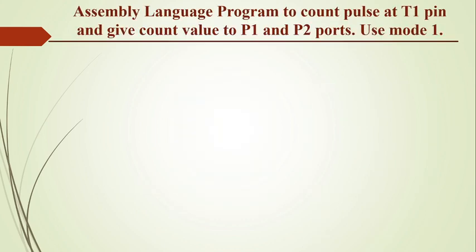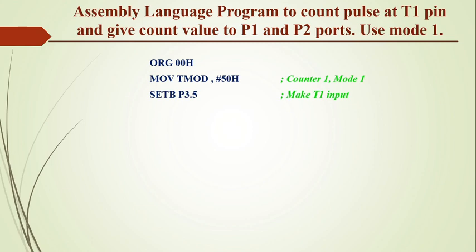So on all these 16 LEDs, the 16-bit count will be displayed. So here is the program to count the pulses at the T1 pin and give the count value to port 1 and port 2. So use mode 1. This is our initial address in RAM memory. Here using the instruction MOV TMOD, #50H, we are selecting counter 1 in mode 1. Now we are counting the pulses present at the T1 input. So we set this bit using the SETB P3.5 instruction. We have to make this pin equal to 1 to count the pulses.